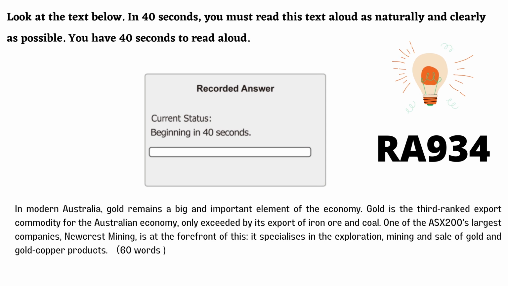In modern Australia, gold remains a big and important element of the economy. Gold is the third-ranked export commodity for the Australian economy, only exceeded by its export of iron ore and coal. One of the ASX 200's largest companies, Newcrest Mining, is at the forefront of this. It specializes in the exploration, mining and sale of gold and gold-copper products.